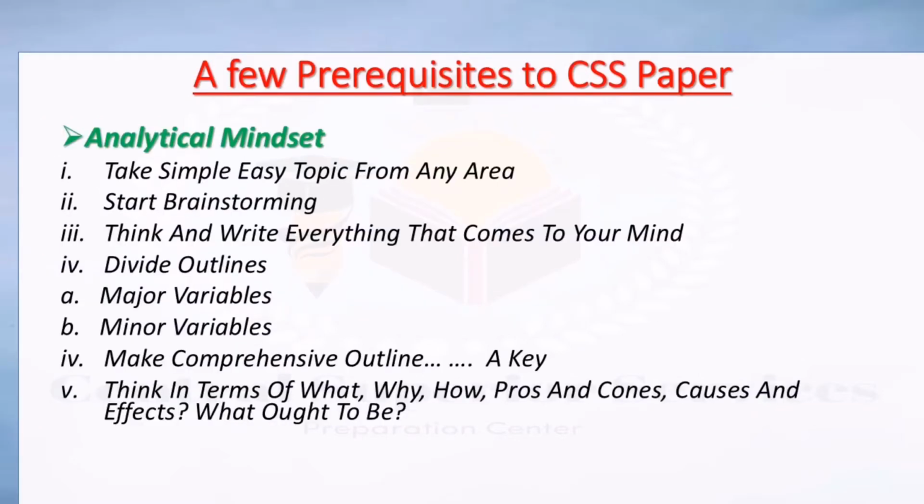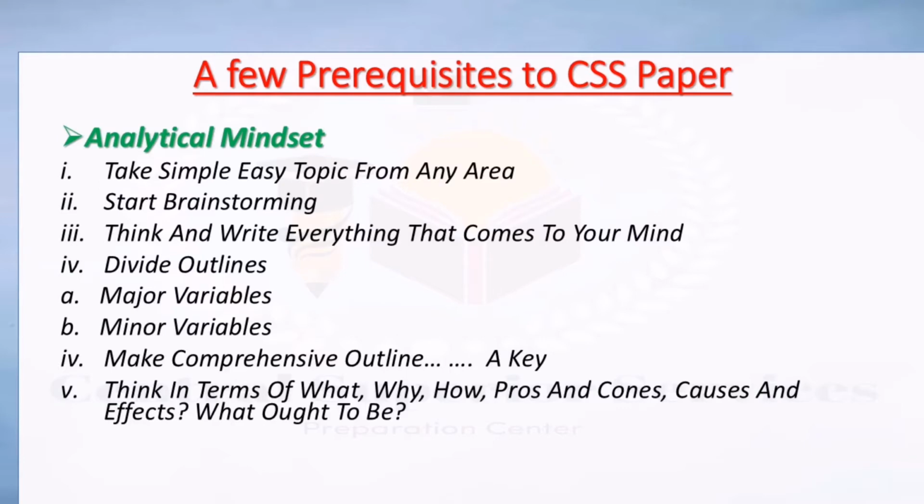Firstly, you need to take a simple essay topic from any area that you are well versed in and start brainstorming. Think and scribble everything that comes to your mind on a piece of paper. Then divide your outline into major variables and minor variables. Make your outline comprehensive to such an extent that the examiner clears you for the essay while looking at your outline only. All of your essay preparation would revolve around you practicing your outlines.